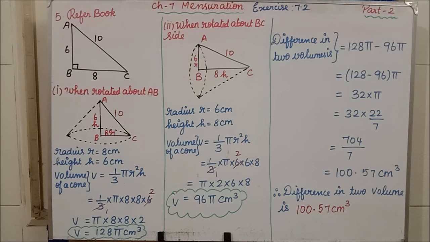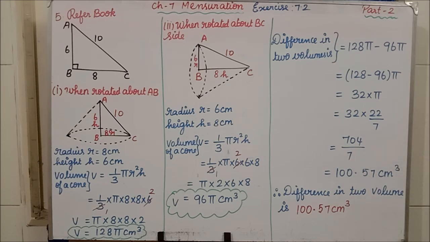Here students, in the first step you can also substitute, but it will come in some decimal value, no need for that. To avoid that, I am substituting here last. Pi value is 22 by 7, 32 into 22. If you multiply, I am getting 704 divided by 7. When I am dividing 704 by 7, I am getting the answer as 100.57 centimeter cube.